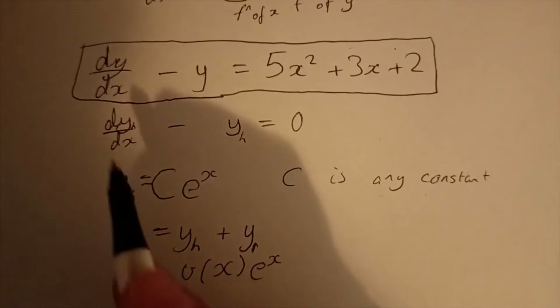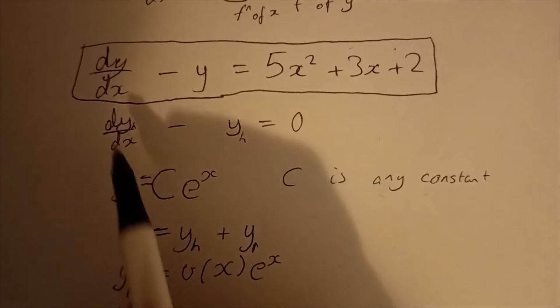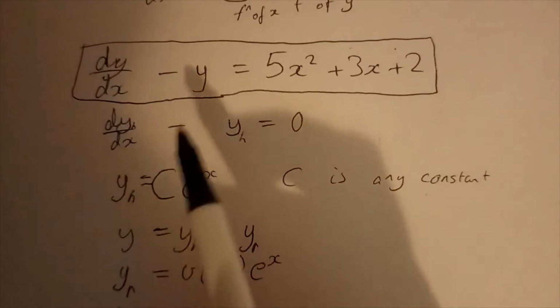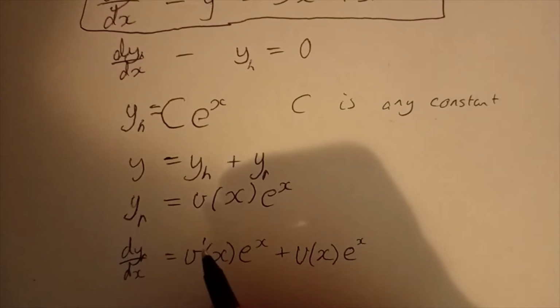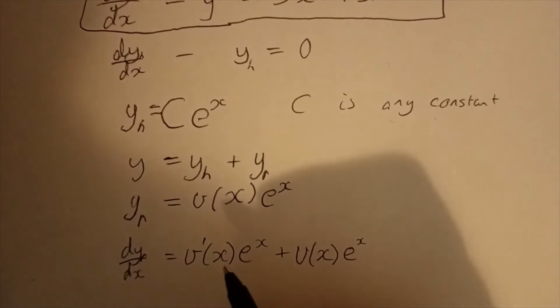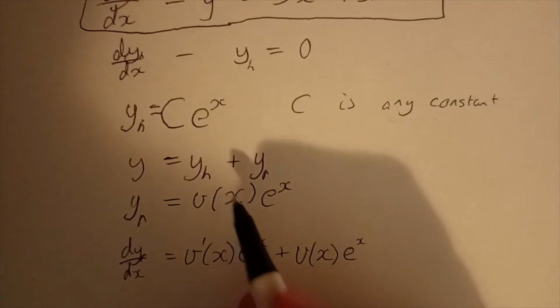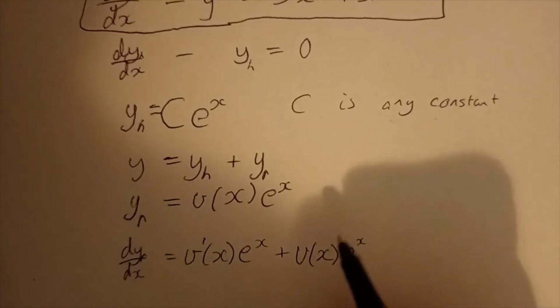Now to substitute that in, we first need to take the derivative of yp, so we can substitute it in here. Now the derivative is just, using the product rule, the derivative of v of x times e to the x plus v of x times the derivative of e to the x, which is itself e to the x.